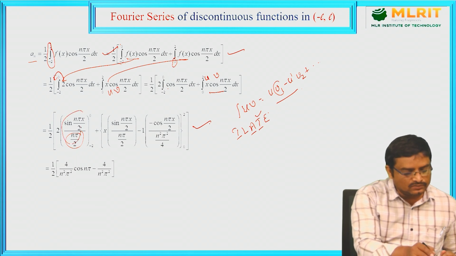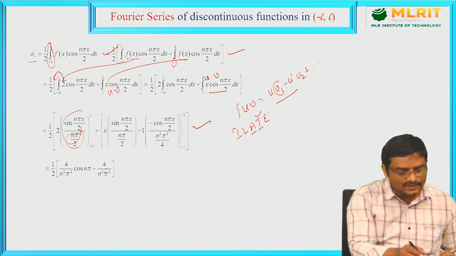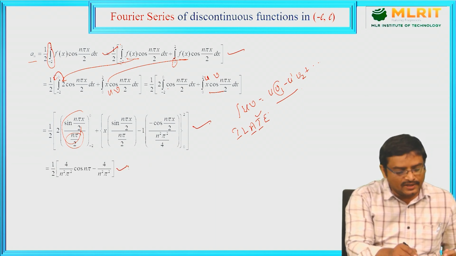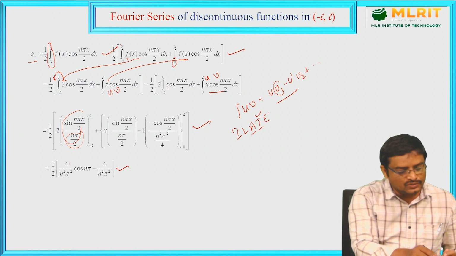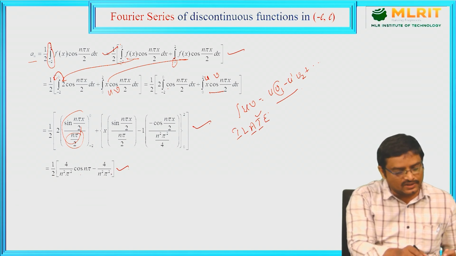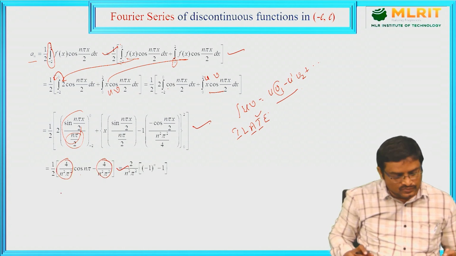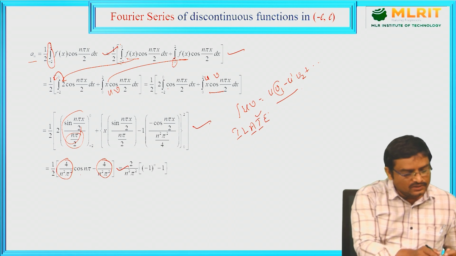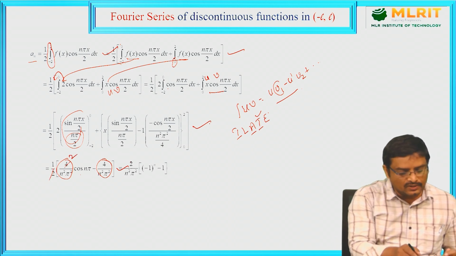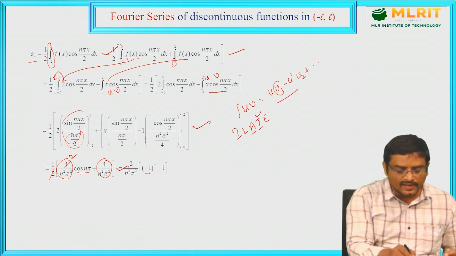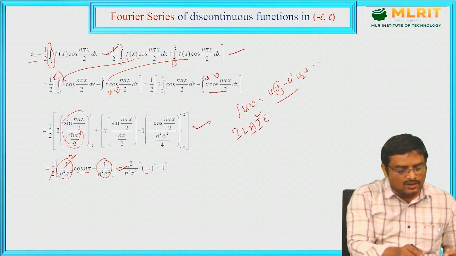So this becomes 0, and here replace this. After substituting the upper limit and lower limit, finally you will get this final value: 1 by 2 into 4 by n square pi square cos n pi minus 4 by n square pi square. From this we can take 4 by n square pi square outside as common. So after taking that, the 2's cancel, and finally you will get 2 by n square pi square into cos n pi. We can take that cos n pi as minus 1 whole to the power of n, and after taking the second term outside, the remaining one is 1.